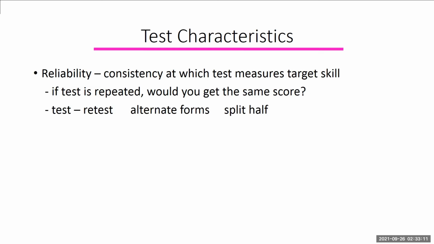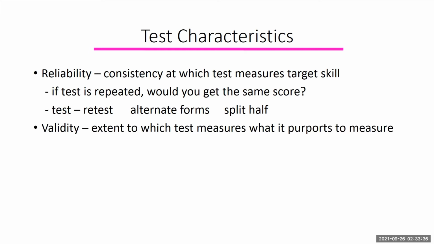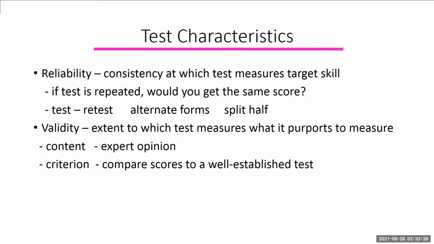A test might give you very reliable scores, but be invalid. Validity is the extent to which a test measures what it purports to measure. If it is a test of vocabulary, then there should not be items assessing grammar on the test. Manufacturers determine this using content validity, where experts evaluate the items for appropriateness. Criterion validity is established by comparing the scores received on the test to a well-established test measuring a similar construct.